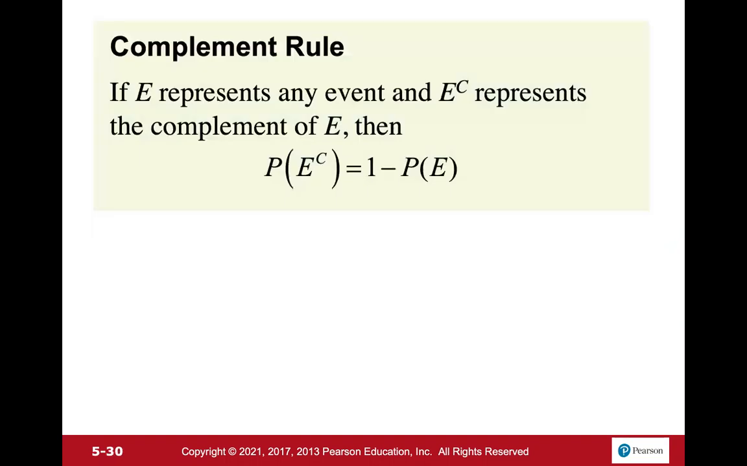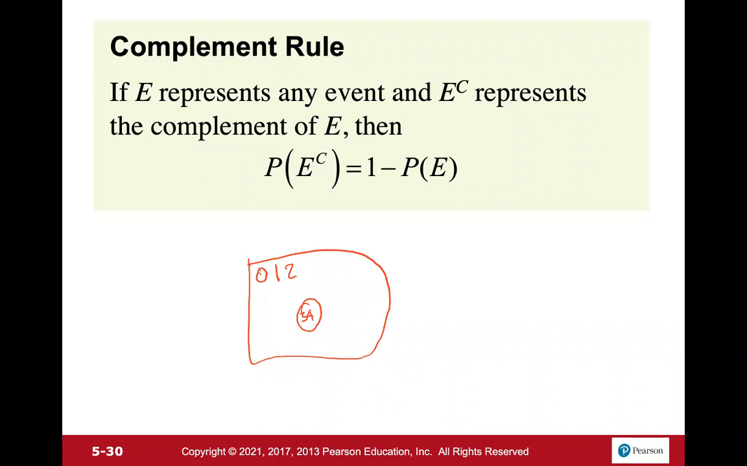All right, so now the complement rule. If E represents any event, E complement represents the complement of E, then the probability of the complement of E is equal to 1 minus the probability of E. So kind of think of it in one of those examples. Let's just look at the numbers 0, 1, 2, 3, 4, 5. Let's make it a little bit cooler: 3 and 4.